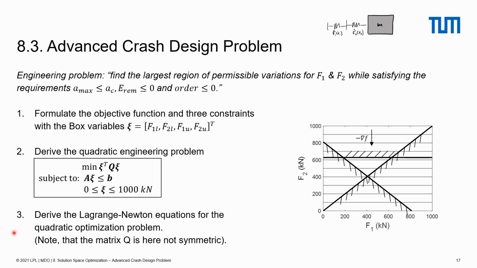Now to the tasks. Task 1. Formulate the objective function and 3 conditions with the box variable C equals F1L, F2L, F1U, and F2U. Task 2. Derive the quadratic engineering problem. And task 3. Derive the Lagrange-Newton equations for the quadratic optimization problem.